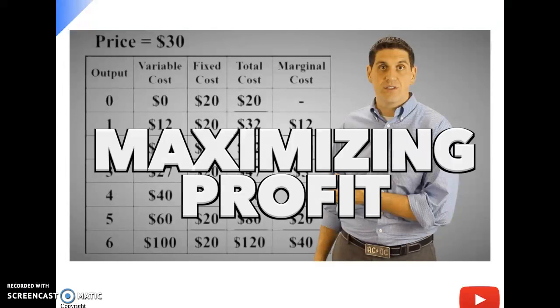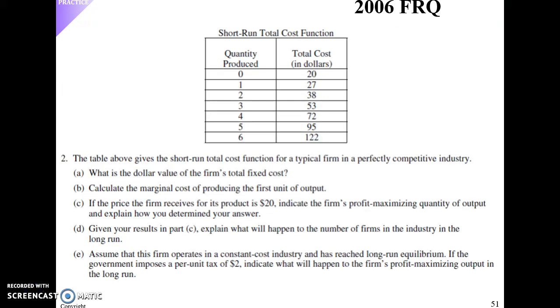You can watch Jacob. And here's a 2006 FRQ. I'm going to let you work on this independently. You can stop the video and then advance when you're done to compare your answers to the next slide.